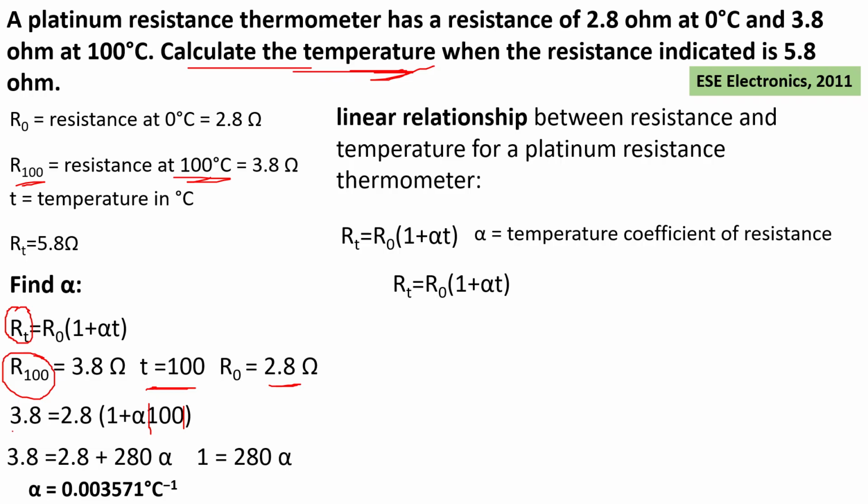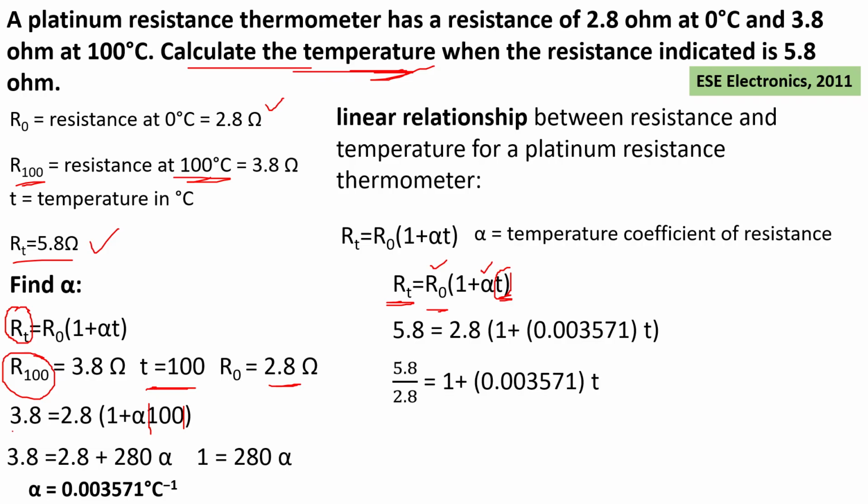So next we have to determine the temperature, T we have to determine, and the resistance at temperature T, that is RT, is 5.8 ohm. So the RT value we know, the R0 value we know, alpha also we know. Then we have to determine the T value. Here the RT value will be 5.8, the resistance at temperature T. So RT equal to 5.8, R0 is 2.8, and 1 plus alpha, whose value is 0.003571, into T.